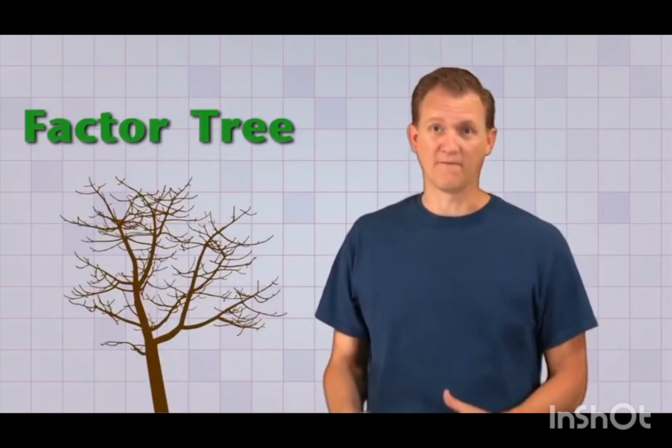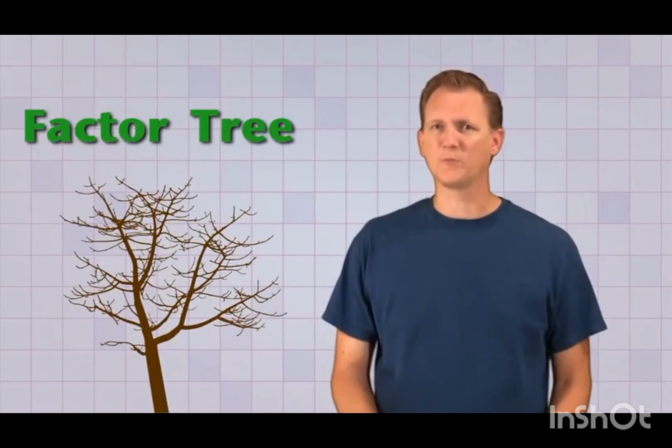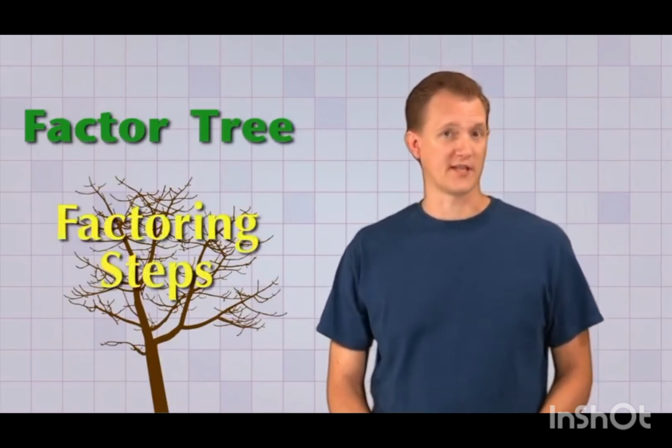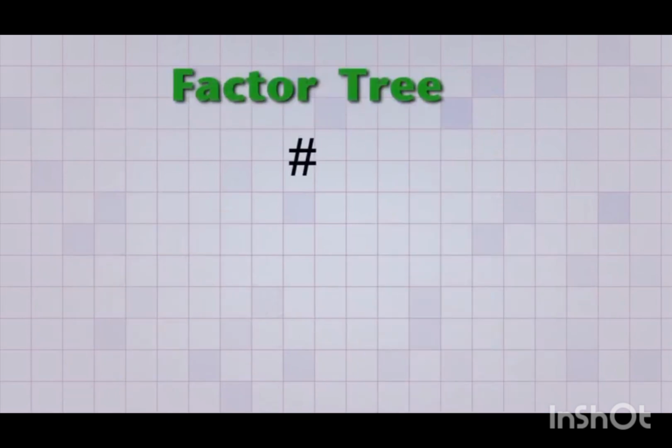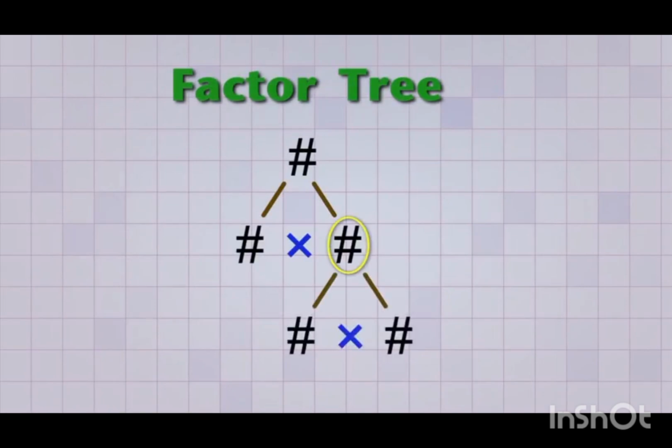Now, to do this, I'm going to use something called a factor tree. A factor tree is just a diagram that helps you keep track of multiple factoring steps. When you factor a number, you write the two factors below it with lines or branches going to them. And then, if you factor one of the factors, you do the same thing again. You'll see how it works as we do this example.